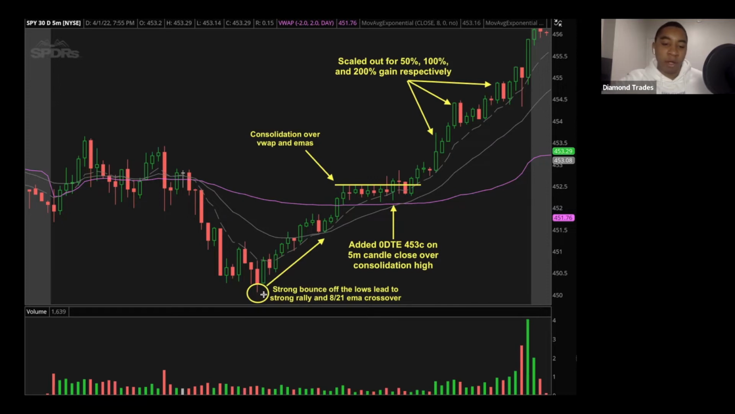Once we got to the bottom here, we bounced off very strongly, right? You can see that this rally really had no pullbacks except for really here and here. Really strong move off the lows. And that's the first thing that got my interest, right? We really had a powerful rally off the lows.